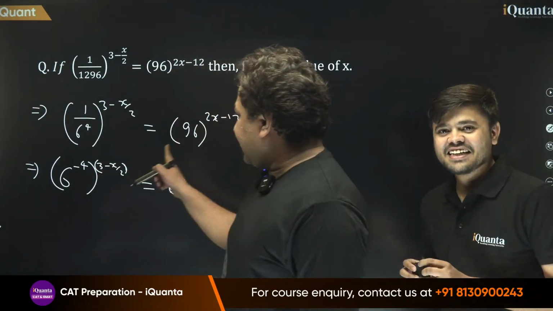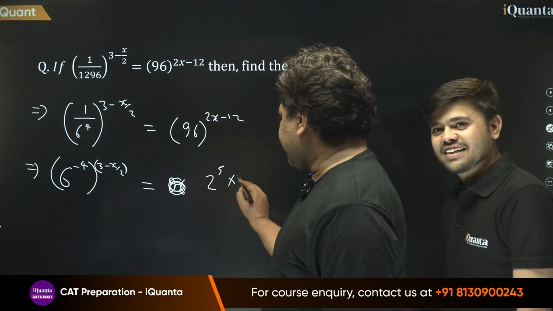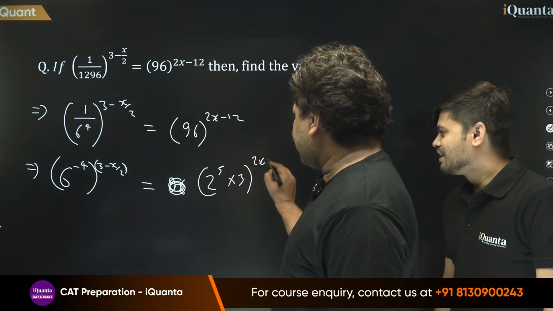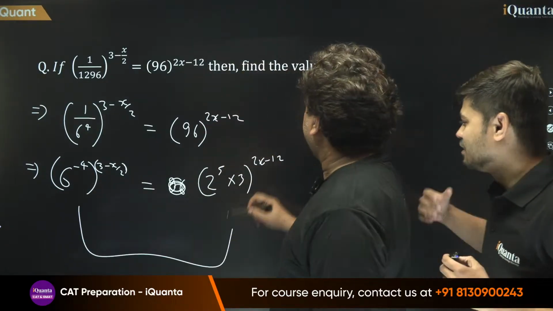ये 6 है एंड यू कैन ब्रेक इट एज इट इज 9 to 6, राइट? 2 to the power 5 into 3, and then there is the power, and 6 itself is 2 into 3. Just solve it and find the value of x.